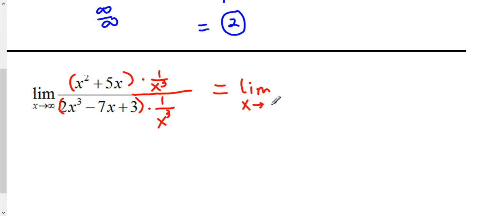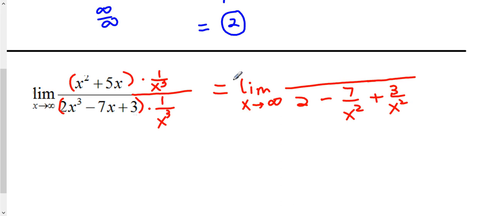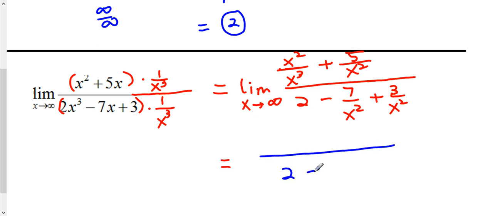Distribute your 1 over x cubed. In the denominator, you have 2 minus, what is 7x over x cubed? That's going to be 7 over x squared. And then you have plus 3 over x cubed. Notice everything after the first term will end up going towards 0. And now distribute the top, x squared over x cubed, and then plus 5x over x cubed, which is 5 over x squared. And now simplify, and then take the limit as x goes to infinity. In the denominator, we have 2 minus 0 plus 0, just 2 basically.